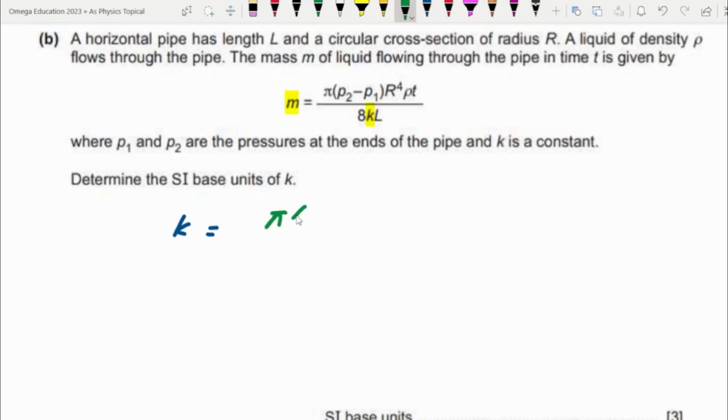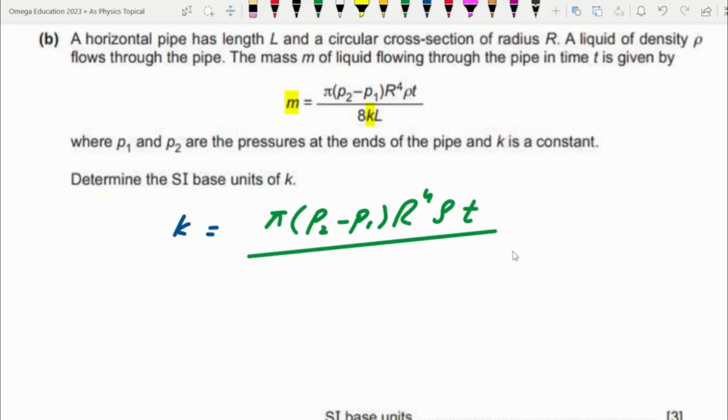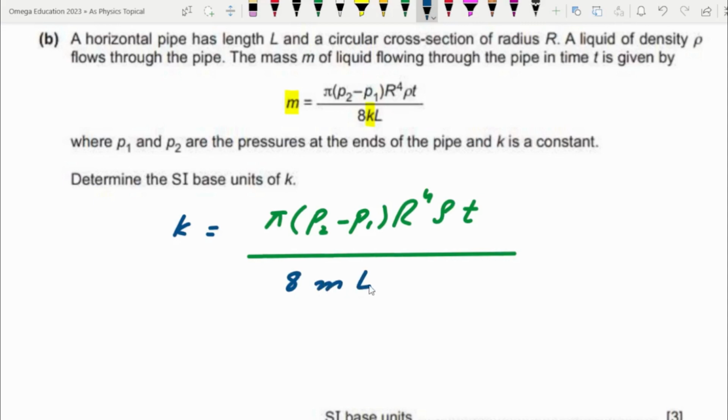So pi as it is, P2 minus P1, that is the difference of pressure. Then you have R4, then you have rho, density, times t, time, and then in the denominator, what do we have? We have 8 as it is, K is replaced by M, L as it is. In the next step, in these kind of questions, what you do is you ignore the constant numbers, because constant numbers have no units, so I'm going to get rid of them, pi and 8.